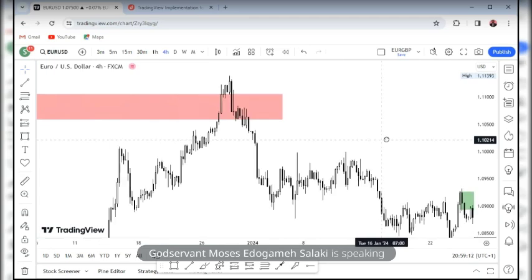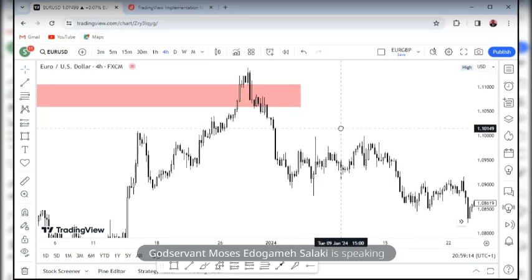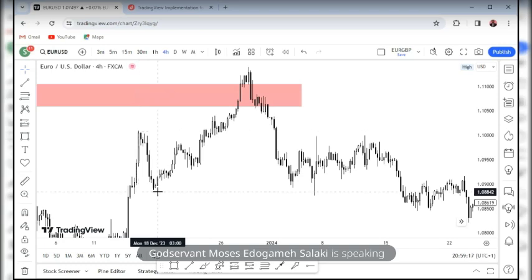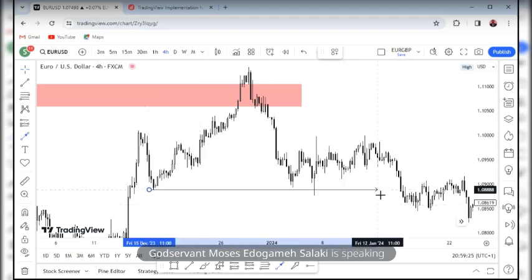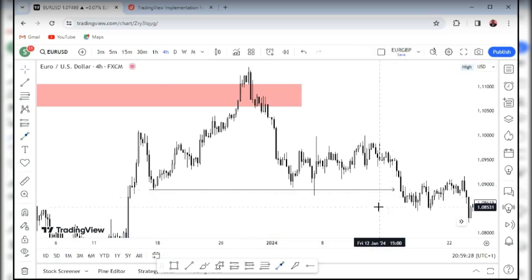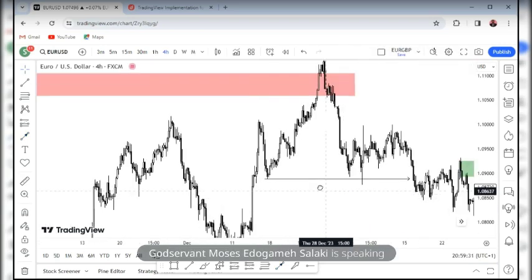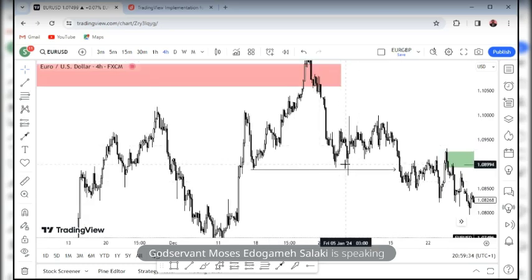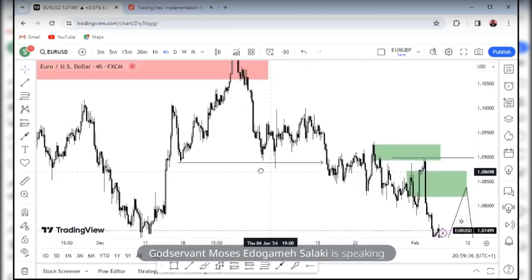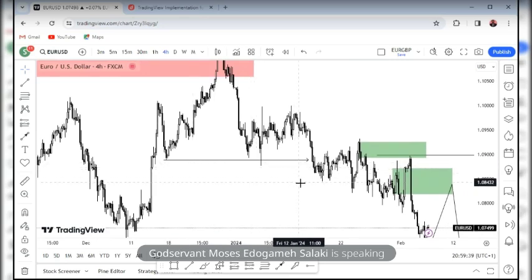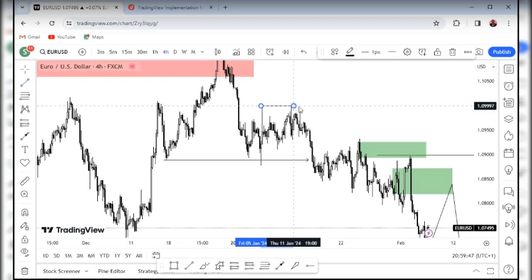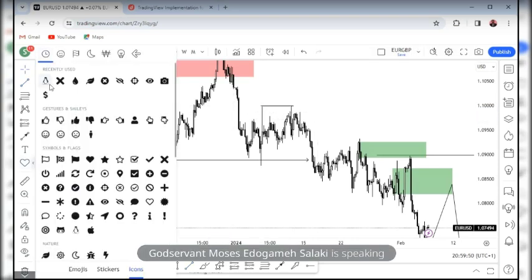So I want to see price give me the same model, a high, a low. Price rallied up, and you see what price did. Price rallied lower, and price gave us a break. This is 4 hours. Price rallied up, gave us that break. Now, when price gave us that break, we are expecting a retest. The retest we should be expecting is that price should come and take out these equal highs.